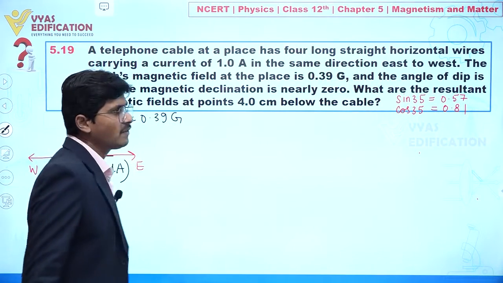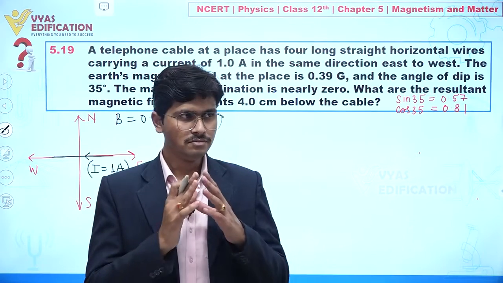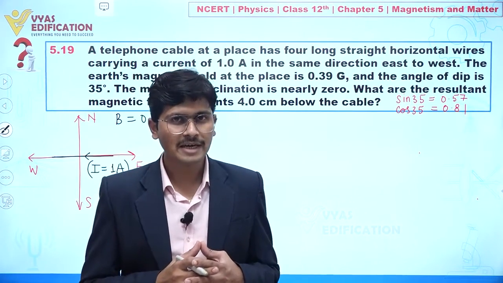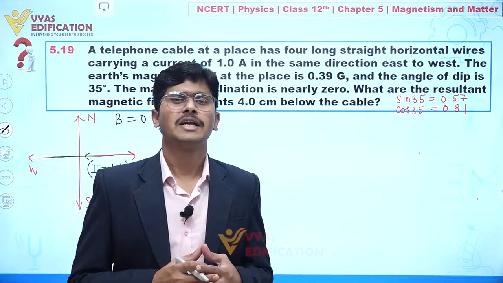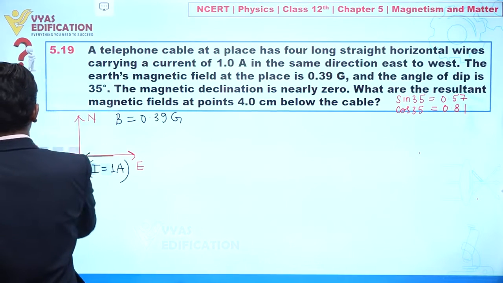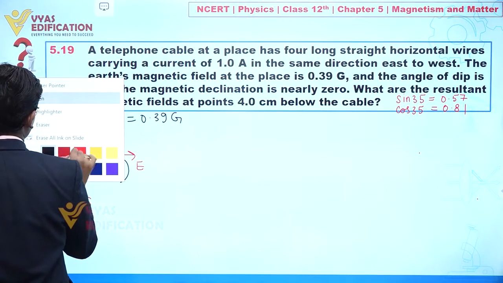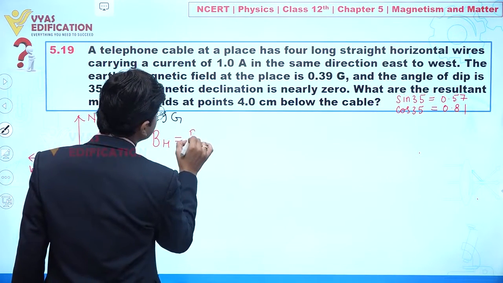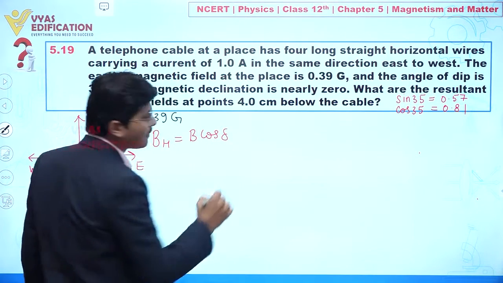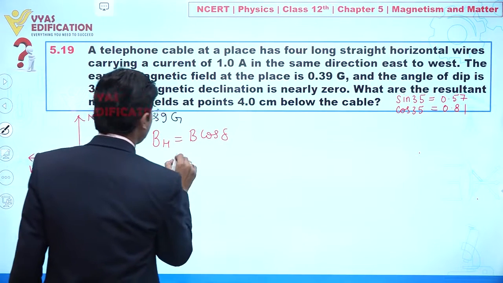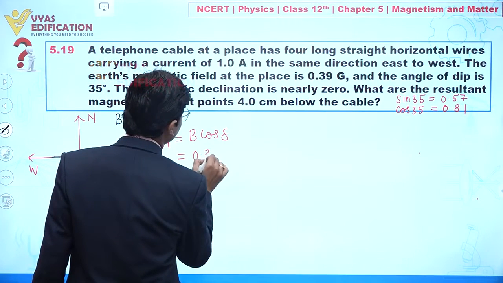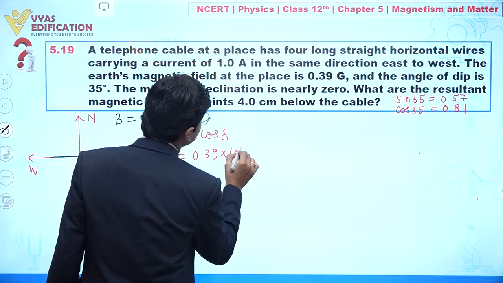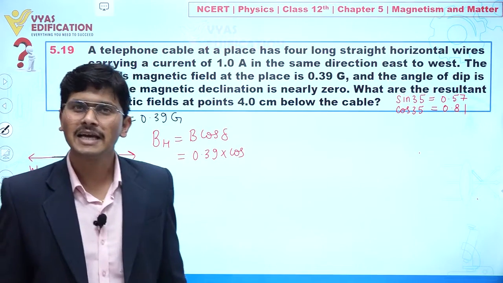So can we calculate the value of the horizontal component and the vertical component of the earth's magnetic field? Yes. I can write the value of BH is given by B cos del. Clear? So the value of B is 0.39 multiplied by cos del. Del is the angle of dip.